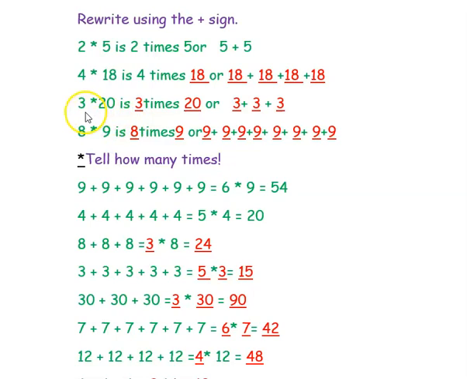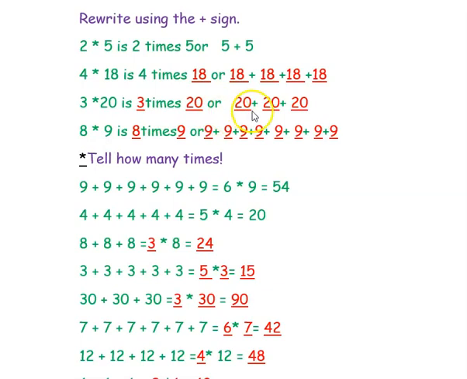The next number is 3 into 20, which is 3 times 20 or 20 is repeated 3 times, that is 20 plus 20 plus 20. So we are repeating 20 3 times.